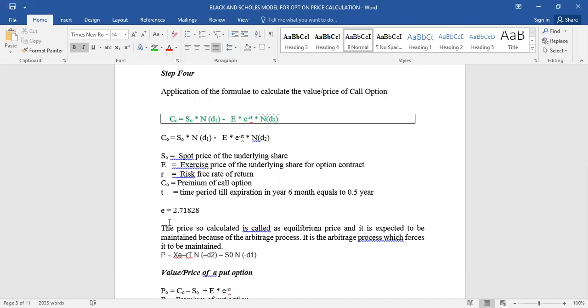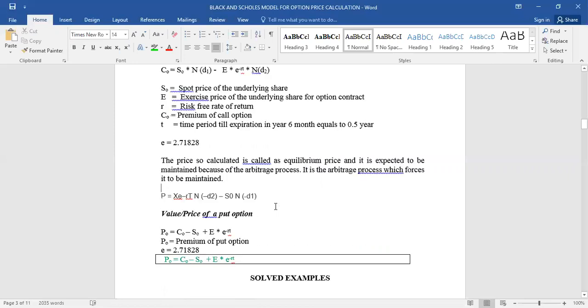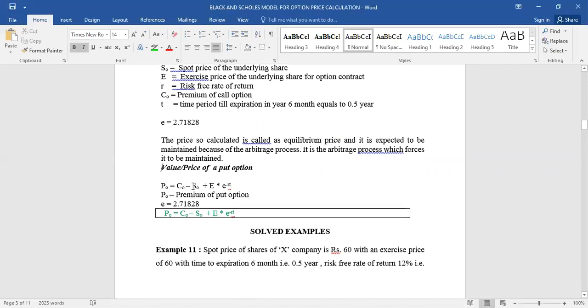The price so calculated is called the equilibrium price, and it is expected to be maintained because of the arbitrage process. It is the arbitrage process which forces it to be maintained in future. And then by applying the fundamental of put call parity, we can calculate the premium of the put also. The put call parity fundamental will be like this: value or premium of put is equal to P0, the premium of put. The rest of the parameters were explained earlier. Now let us take an example of how to solve it. Then I will verify the same thing using an online utility.